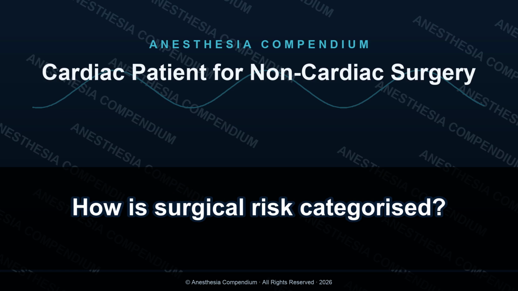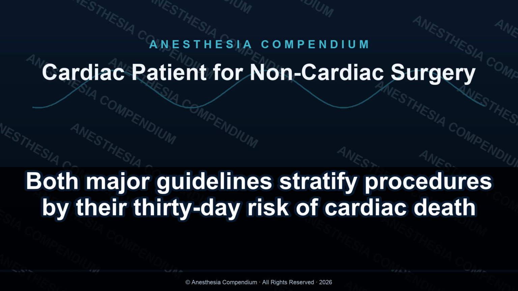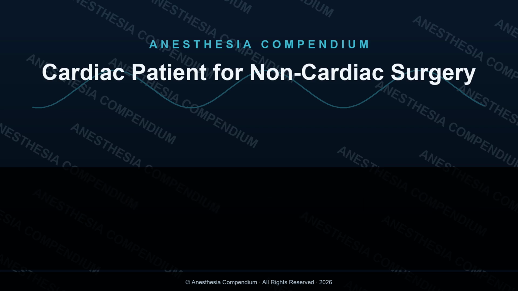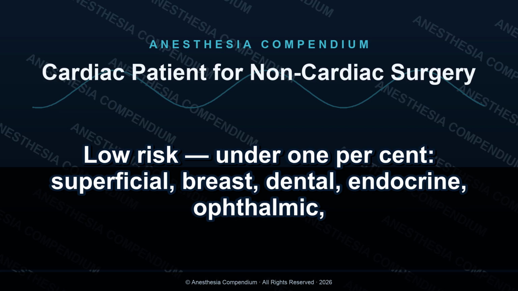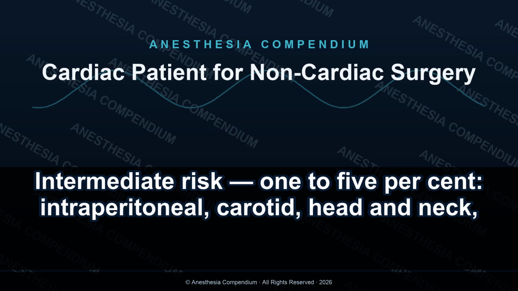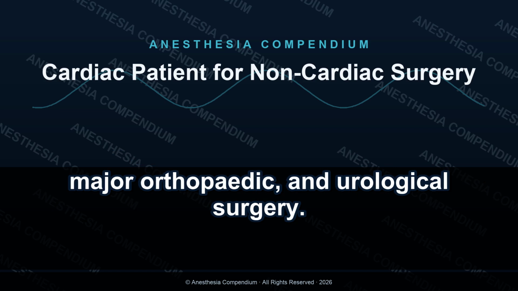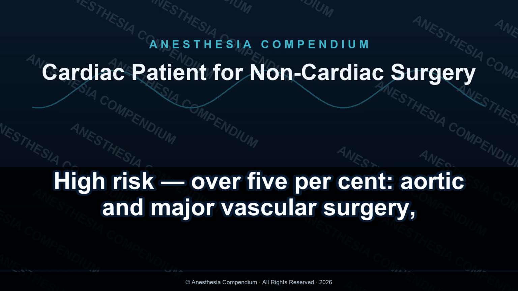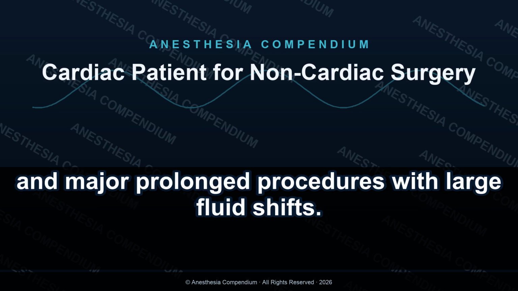How is surgical risk categorized? Both major guidelines stratify procedures by their 30-day risk of cardiac death or myocardial infarction. Low risk, under 1%: superficial, breast, dental, endocrine, ophthalmic, and minor gynecological or orthopedic procedures. Intermediate risk, 1 to 5%: intraperitoneal, carotid, head and neck, major orthopedic and urological surgery. High risk, over 5%: aortic and major vascular surgery, and major prolonged procedures with large fluid shifts.